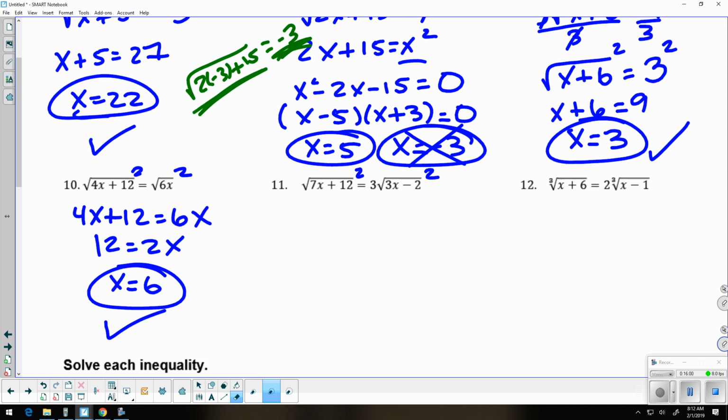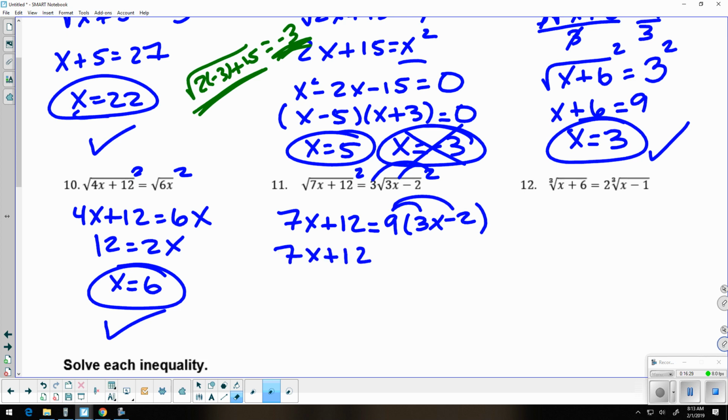Okay, so the left-hand side would be 7x plus 12. But when you square the right-hand side, you're squaring everything, the 3 and the square root. So you would now have 9 times 3x minus 2 with no more radical. Okay, so let me just pause here, make sure that makes sense. Again, squaring the whole entire right-hand side, you got to square everything, the 3 in the front and also the square root. So now what I'm probably going to do, I'll just go ahead and distribute the 9. So 7x plus 12 equals 27x minus 18.